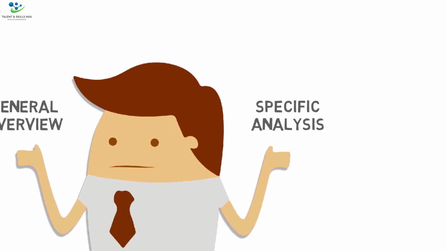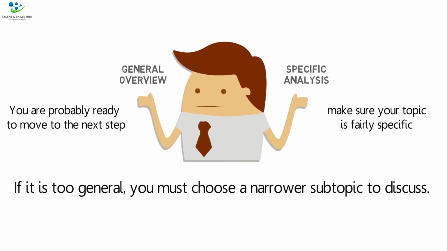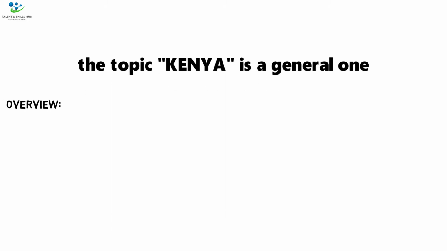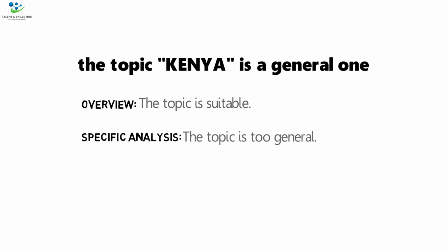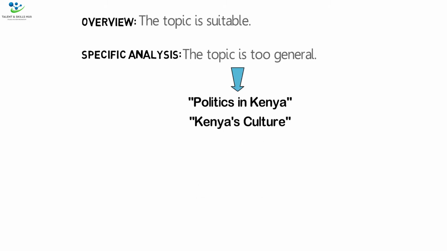If it should be a specific analysis, make sure your topic is fairly specific. If it is too general, you must choose a narrower subtopic to discuss. For example, the topic Kenya is a general one. If your objective is to write an overview, this topic is suitable. If your objective is to write a specific analysis, this topic is too general. You must narrow it to something like politics in Kenya, or Kenya's culture. Once you have determined that your topic will be suitable, you can move on.